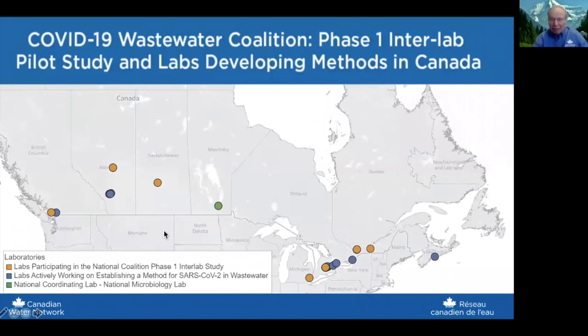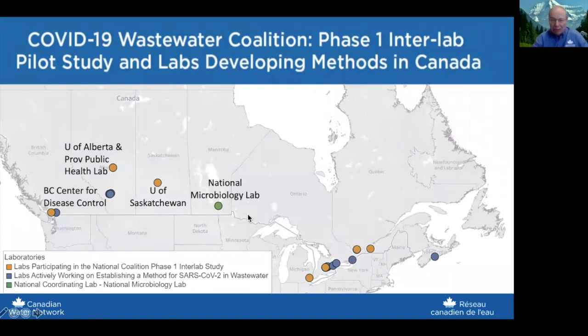So we put together an interlab study, and our participants in that were the BC Centre for Disease Control in Vancouver, the University of Alberta and Provincial Public Health Lab here in Edmonton, Alberta, and the University of Saskatchewan. The National Microbiology Lab has acted as the center for this and prepared the spiked samples. Also the University of Waterloo, University of Windsor, University of Ottawa, and École Polytechnique in Quebec.